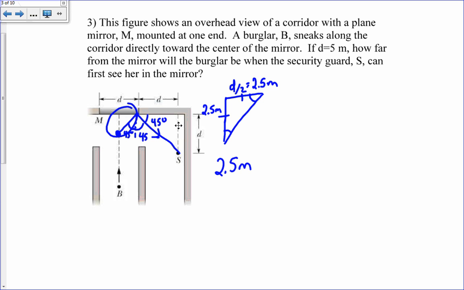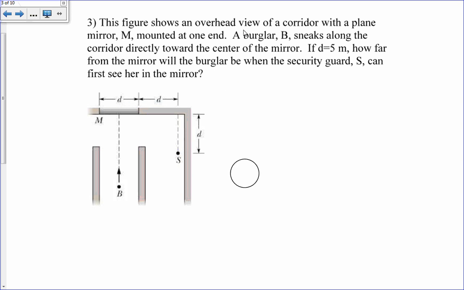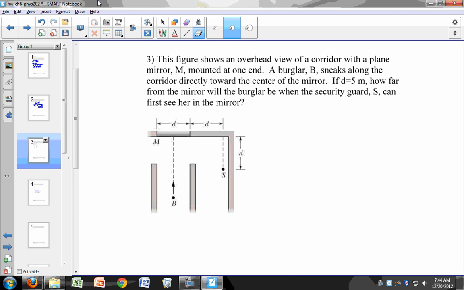So actually, the security guard will see the burglar in real life before seeing that person in the mirror. Let's sort of blow this up a little bit. Let me erase this, because this doesn't really make much sense logically. But let me show you the ray diagram. Blow this up.